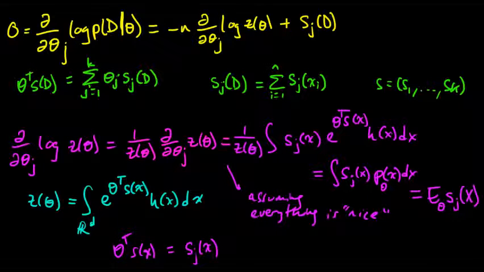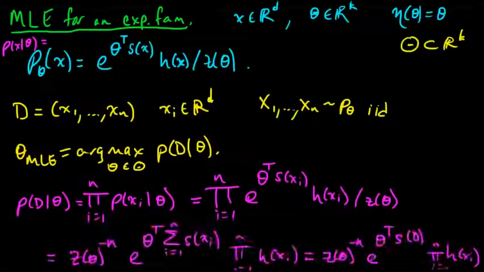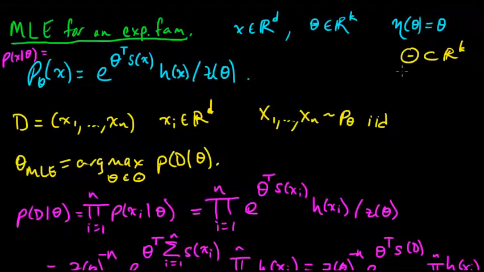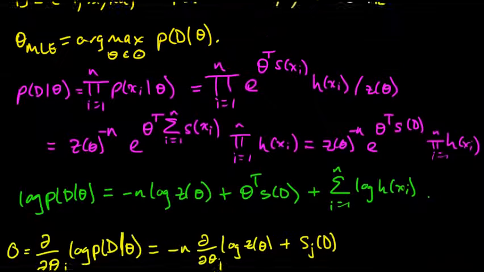Okay, we're back and we're computing the MLE. Let's go back up here so we remember what we're doing. We're computing the MLE, the maximum likelihood estimate, for an exponential family. And we're assuming that it's in natural form, so this eta of theta equals theta. And this is what we have. This is the form, and we were going through this.